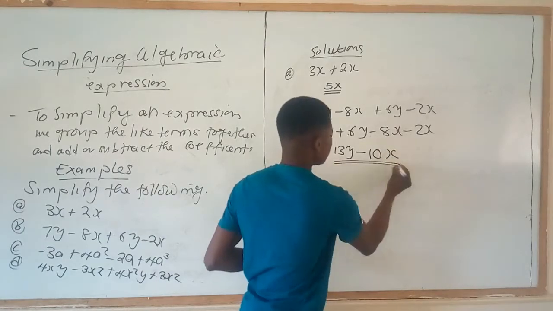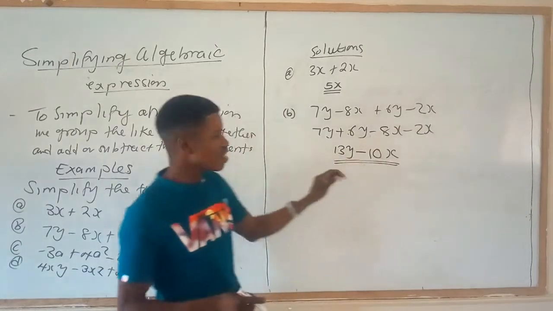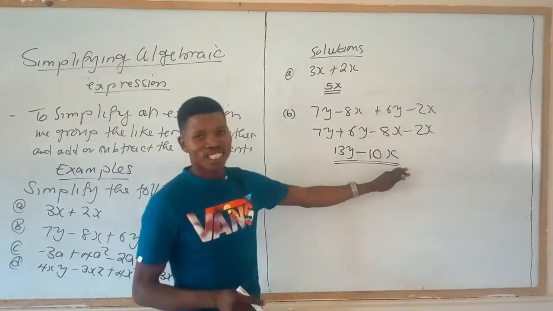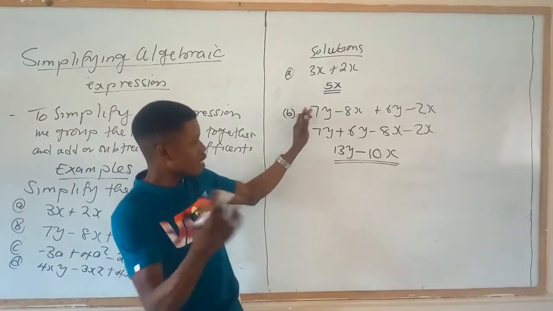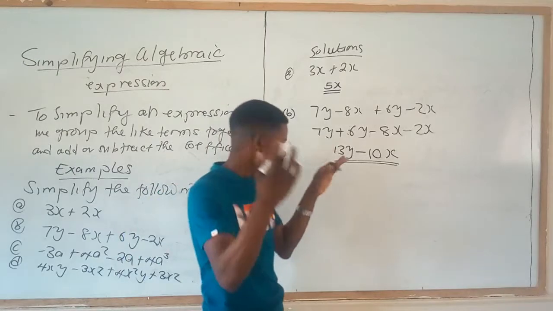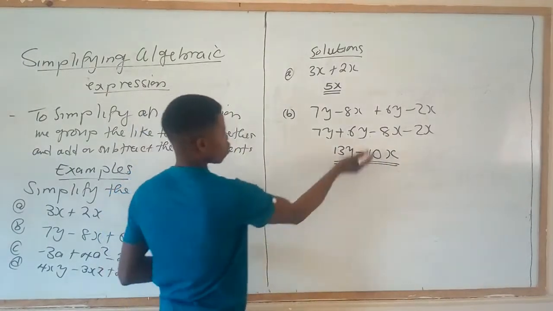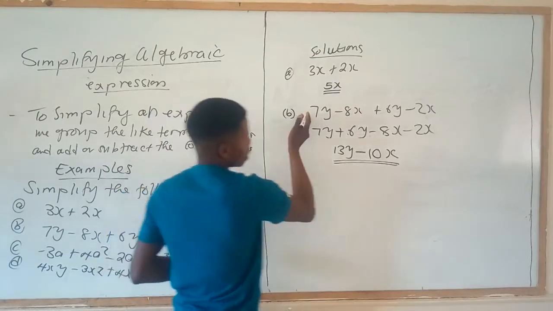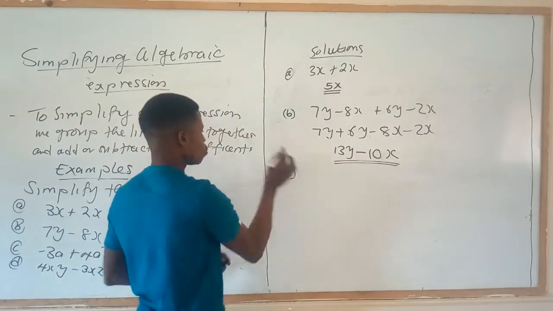So have you seen? It was a very long expression and it has been reduced to a very short one. A grade 1 learner will take maybe 5 or 10 seconds just to explain what is here. But here you can just say 3y minus 10x, and it is done. Okay, so we have simplified the complicated expression to a simpler one. Okay, then we come to part C.